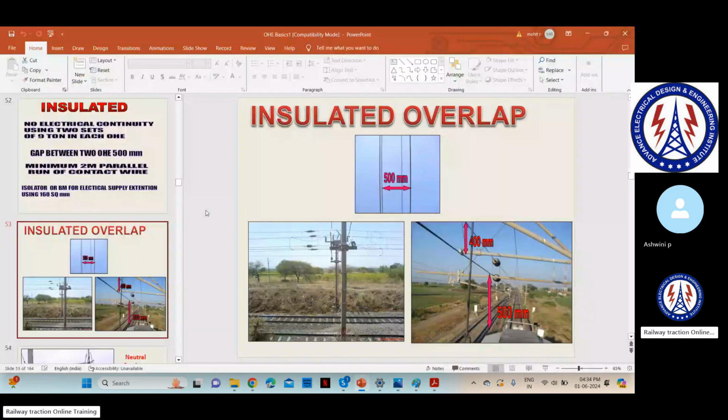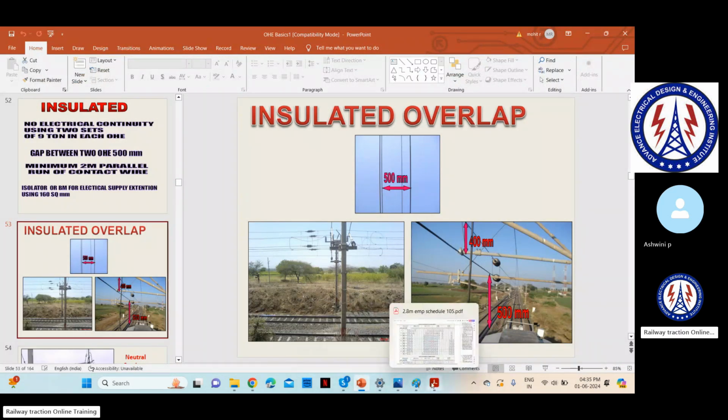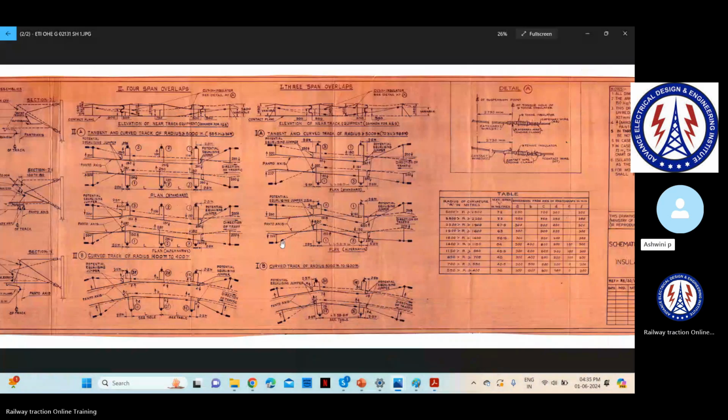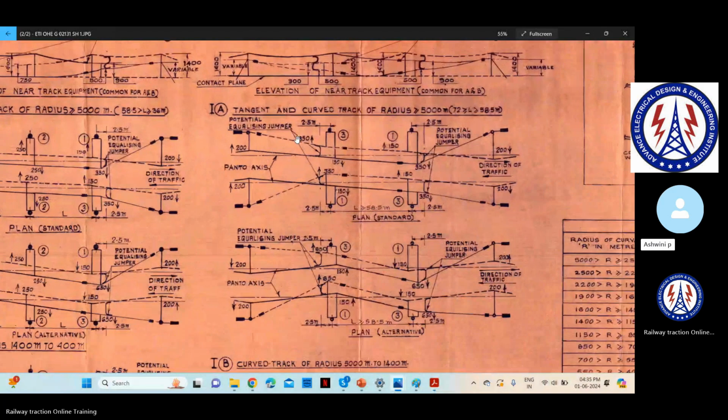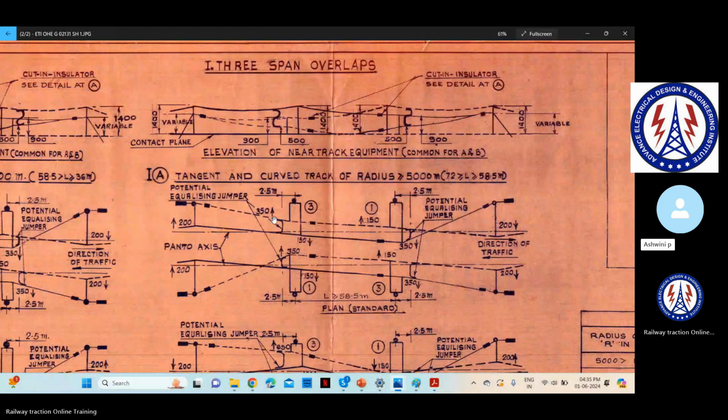Please, sir, how does the direction of traffic affect the overlap, like upline and downline? First, tell me who told you to ask this question to me? So I am facing that issue, that's why I'm asking. We have been given the LOP to study, and in that the DDC has made the same kind of arrangement on both upline and downline.